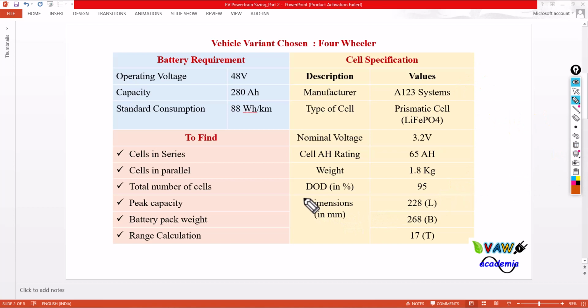And the dimensions of a single cell are given here: the length, breadth and thickness. What we are going to calculate is how many cells are required to build a battery pack, that is the total number of cells, how many cells to connect in series, how many in parallel, the peak capacity of the battery pack, weight, and range calculation. With the given specification, you can easily calculate the distance covered by the vehicle also. For those, you need formulas.